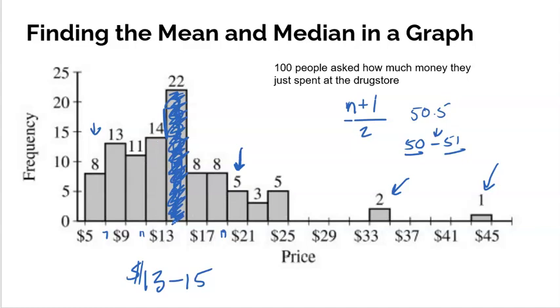Now, one more comment I want to make is that remember, the mean is always going to go towards the tail. If there's outliers on one side, the mean's always going to get dragged that way. So again, I know the median is somewhere in this range from $13 to $15. The mean is more than likely going to be a little bit bigger than that, because it's going to get pulled to the right because of these few upper possible outliers.